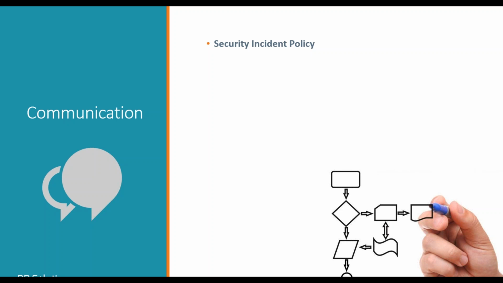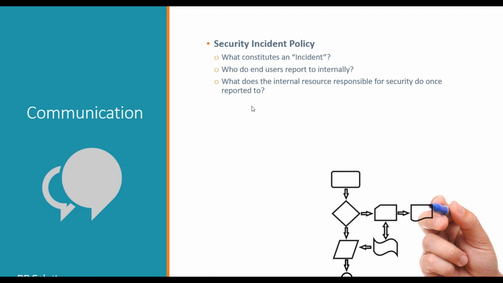The amount of damage that an attack can cause can either be exacerbated or diminished based on the way staff handles the attack at the time of the attack. So in a policy, you want to speak to what constitutes an incident, who users report to internally, what the internal resource responsible for security does, who they talk to, and, almost as important as everything else, how incidents are followed up for better outcomes in the future.